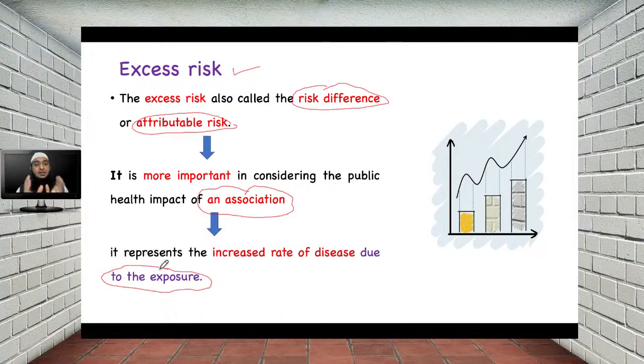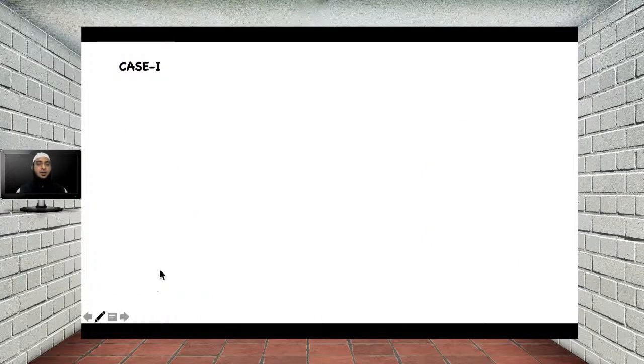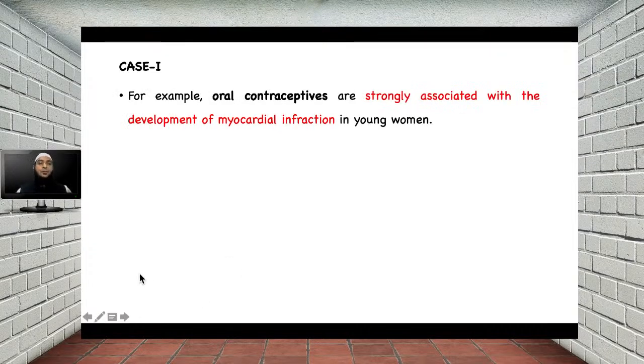Maybe this is the theoretical slide that I have put. Maybe you have not understood what excess risk is. Let's see an example and try to understand it. In this case study, women who were given oral contraceptives were strongly associated with the development of myocardial infarction in young women. There was a strong correlation between the oral contraceptive and myocardial infarction in young women. Now let's see how this can be interpreted using excess risk.